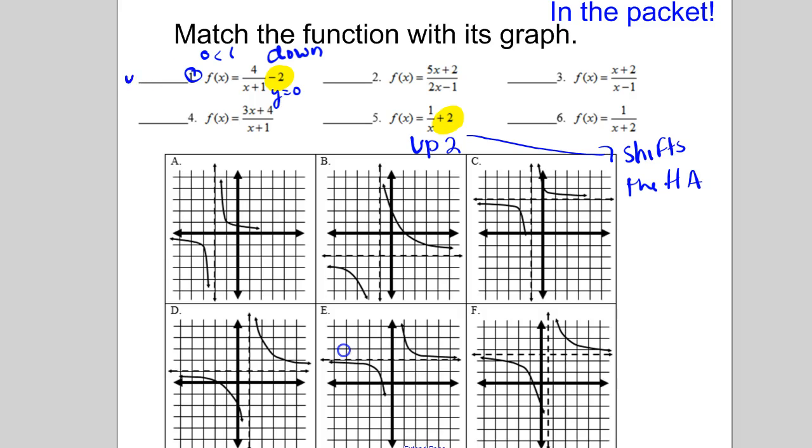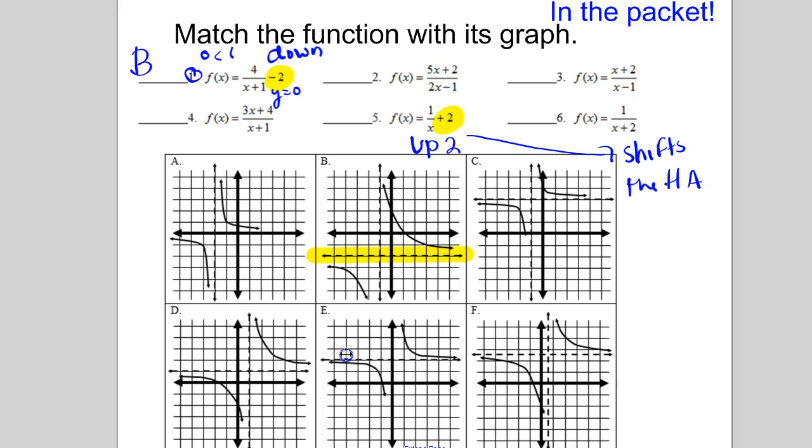So which graph here has a horizontal asymptote at negative 2? The only one that does is this one. So, boom, my answer for number 1 is B.